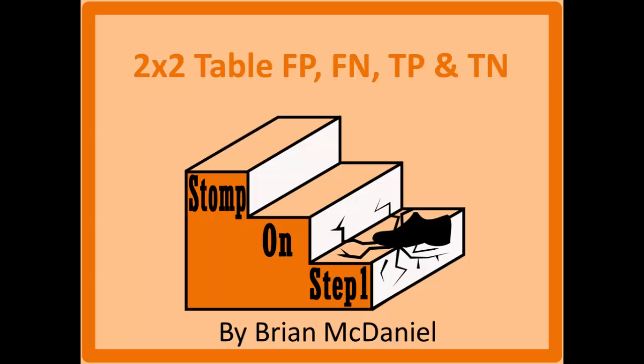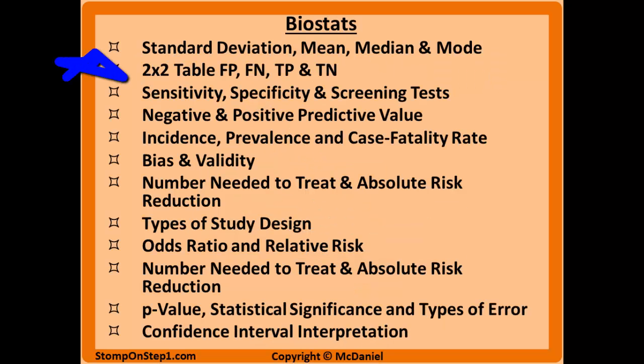by focusing on the highest yield material. In this video, I'm going to be covering 2 by 2 tables and the related topics of false positive, false negative, true positive, and true negative. This is going to lay the foundation for later videos on sensitivity, specificity, positive predictive value, and negative predictive value. This is the second video in my section of biostats videos, so I suggest you check out the rest of these when you're done with this video.